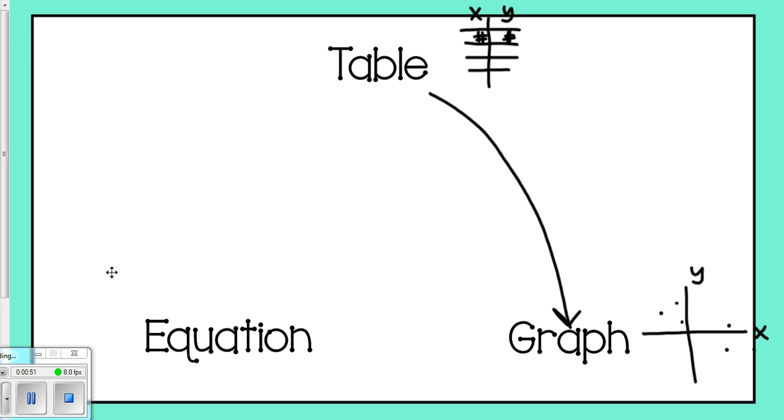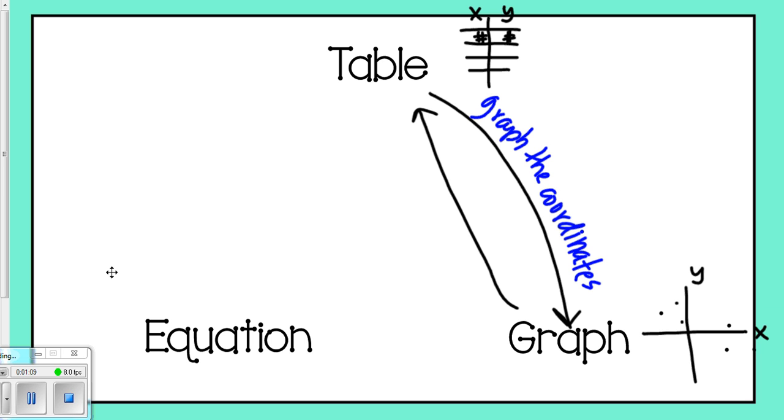So how do we turn a table into a graph? You graph the coordinates. Pretty basic, right? All a table is a list of points. You just have to make sure you're graphing the X on the X-axis, Y on the Y-axis. So in the same way, how do we go backwards? How do you take a graph full of points and turn it into a table? Well, you just write the coordinates. This is probably the easiest relationship to see. Okay, so we get that relationship.